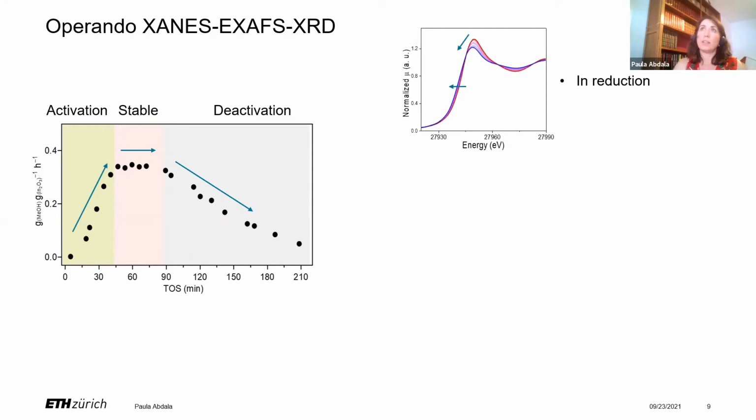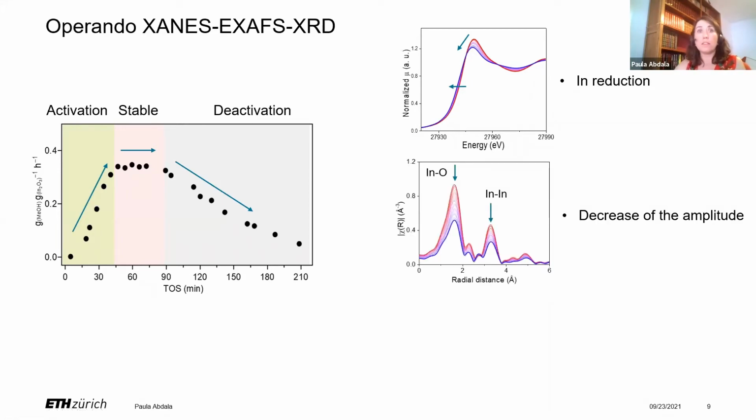Now, when we look at the XANES at the indium K edge, so this was the catalytic activity monitored in the operando experiment, by the way. The simultaneously acquired XANES shows that there is a decrease in the white line intensity and also a shift towards lower energies. The XAS analysis shows also there are strong changes occurring in the local environment.